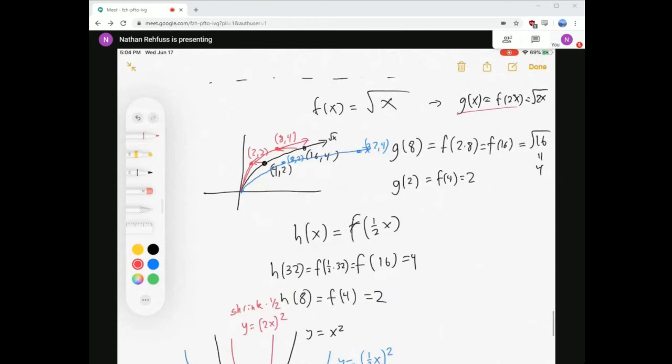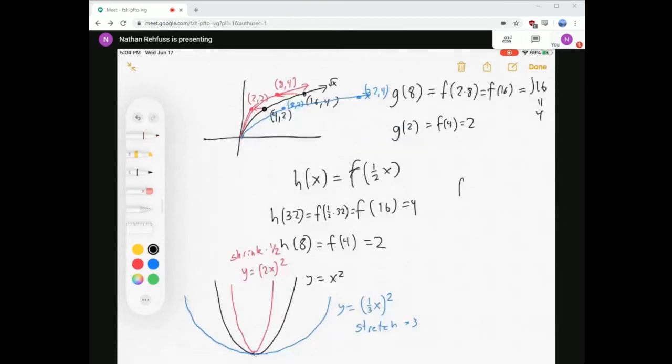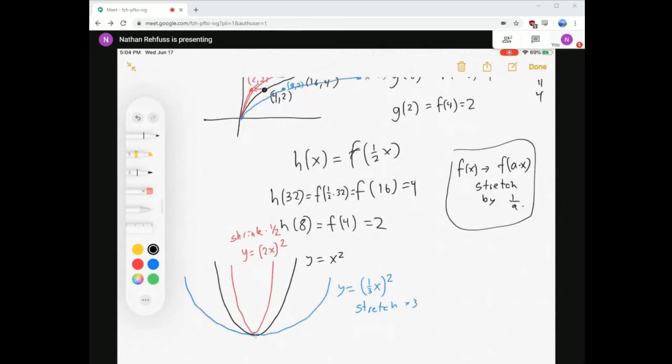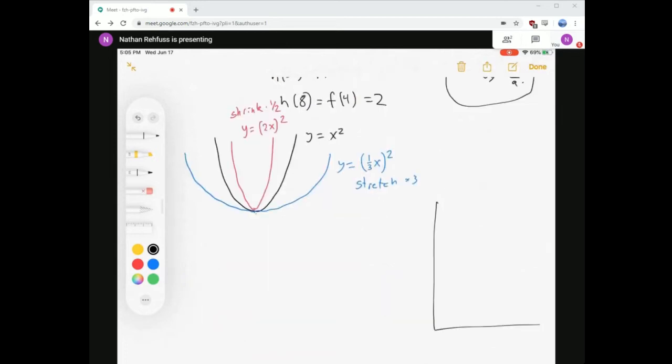So if I change f of x into f of a times x, it's a stretch by 1 over a. So there you go. That's our 6 graph transformations. Let me put a table here so we can look these up quickly.